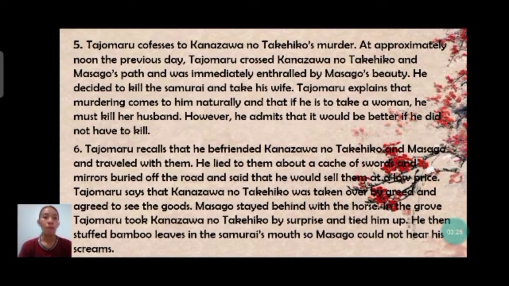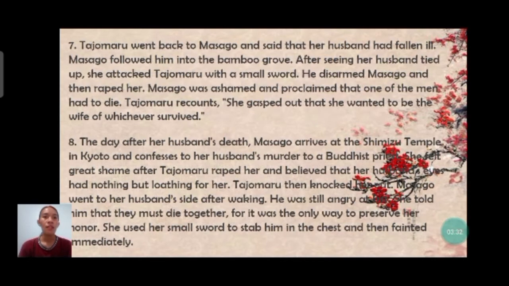He then stuffed bamboo leaves in the samurai's mouth so Masago could not hear his scream. So, Tajumaro went back to Masago and said that her husband had fallen ill. Masago followed him into the bamboo grove. After seeing her husband tied up, she attacked Tajumaro with a small sword. He disarmed Masago and then raped her.